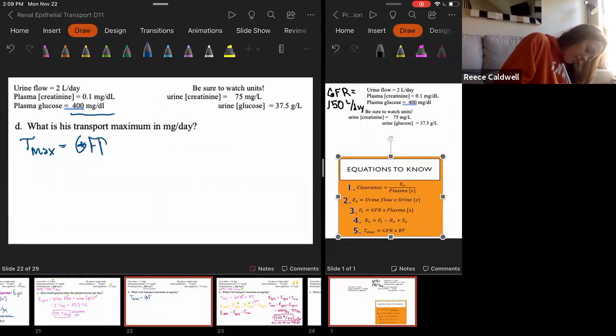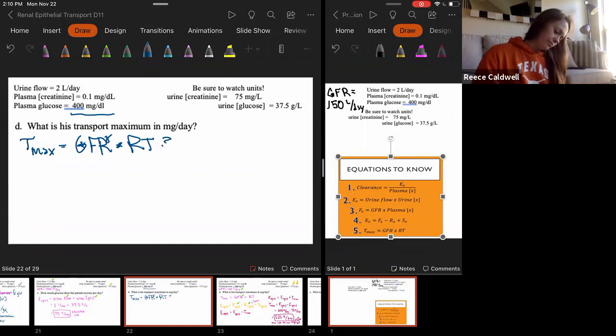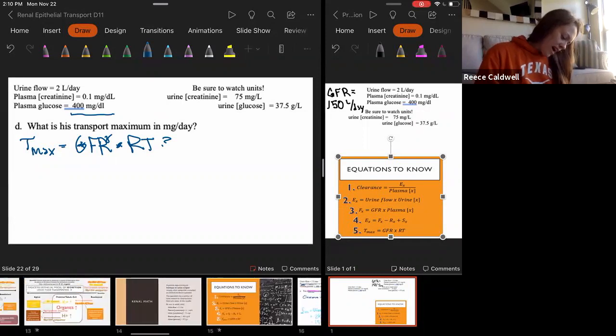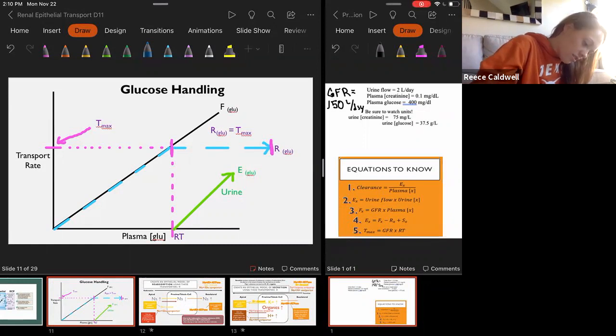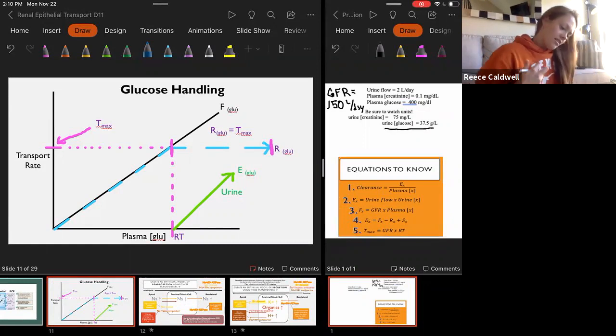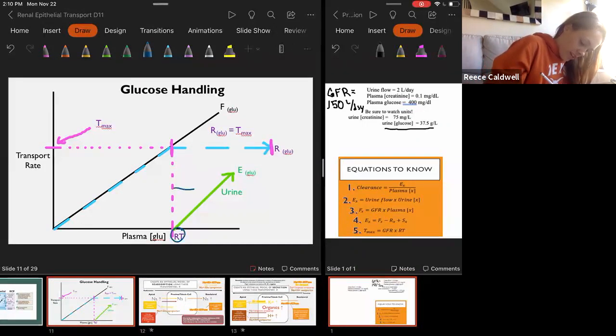Let's just write GFR times renal threshold. Well, we know our GFR, but what about our renal threshold? So I want to go back to this chart to kind of work through this question. We know that we have already hit our renal threshold due to this right here. Since we are already seeing glucose in the urine, that tells us that we have already surpassed this point.